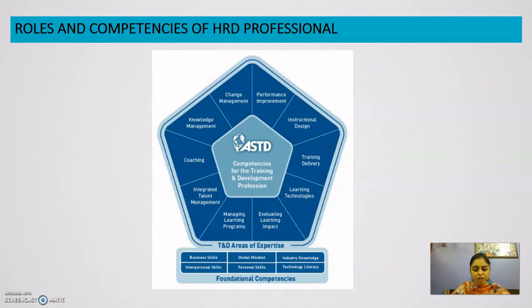Then your foundational competencies. Foundational competencies are the knowledge, skills, abilities, and behaviors that are required for job success in most professional occupations. They are further divided into 6. First is business skill. With the help of business skill, they are able to analyze needs and propose solutions, drive results, innovate, think strategically, plan and implement assignments, etc.